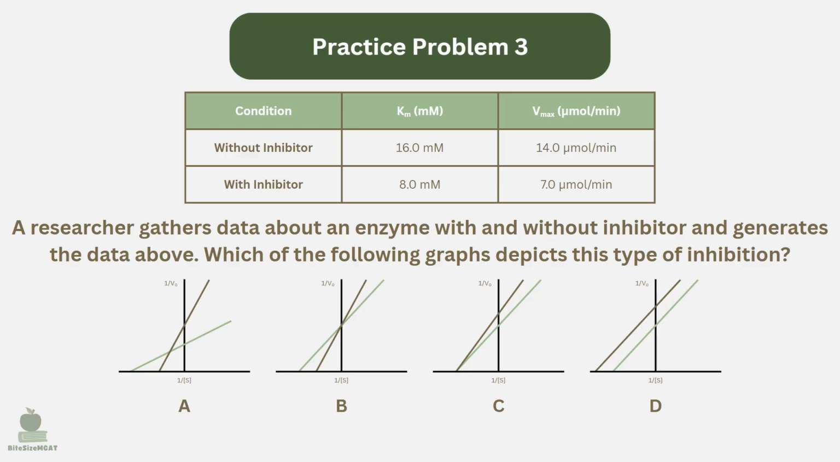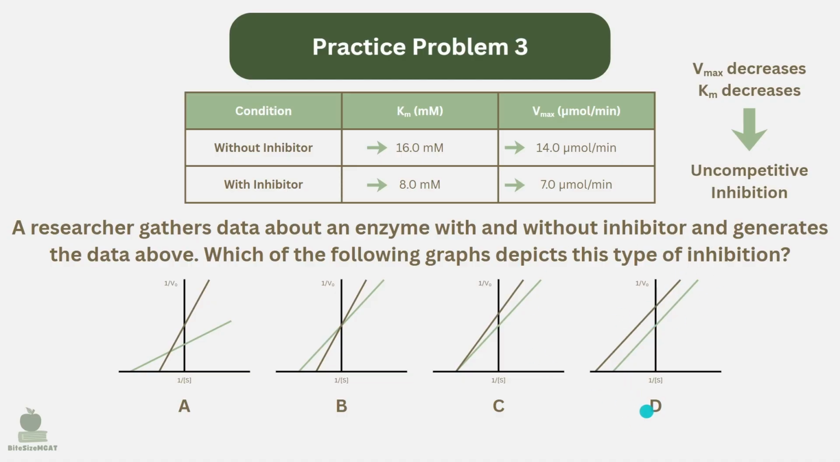Observe what data we are given in this table. Km goes from 16 millimoles to 8 millimoles with the inhibitor, so that means it decreases whenever we add the inhibitor. Vmax similarly goes from 14 micromoles per minute to 7 micromoles per minute. This means it also decreases. So we know that Vmax and Km both decrease. So what kind of inhibition does this? Yeah, it's an example of an uncompetitive inhibition. So what type of graph do we have with uncompetitive inhibitors? If you remember back, uncompetitive inhibitors have this unique structure in which we have parallel lines. So our correct answer here is going to be D, the parallel line graph.